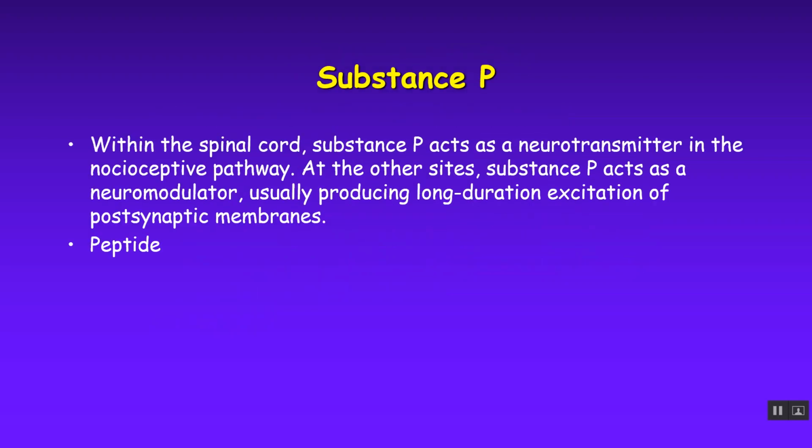Substance P. Substance P happens to be a significant concentration within the spinal cord, where it acts as a neurotransmitter in the nociceptive pathway. However, at other sites, substance P acts as a neuromodulator. Okay, so it's only in the spinal cord that it really acts like a neurotransmitter. But everywhere else in your central nervous system and the cerebrum and so forth, it acts as more of a neuromodulator, usually producing long-duration excitation of postsynaptic membranes. So it's an excitatory neurotransmitter, and it's a peptide. Substance P peptide.